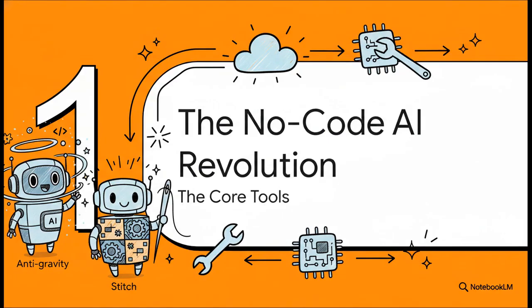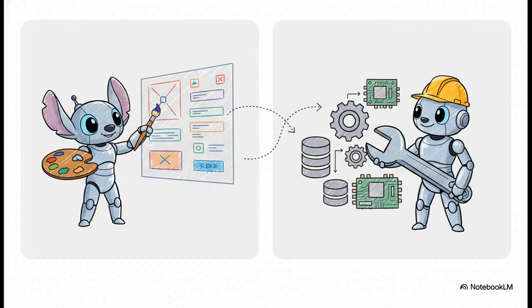Okay, so at the very heart of this process, you've got two main AI agents from Google, and they work together almost like a perfectly seasoned developer team. Let's meet the stars of the show, Anti-Gravity and Stitch. The best way to think about this is like hiring a two-person dream team. Stitch is your brilliant designer. You just describe what you want the app to look like, and boom, it generates the front end for you. Then you hand those designs over to Anti-Gravity. It's your project manager and your lead developer, all in one. It builds the back end, hooks up the database, and basically brings the whole thing to life.